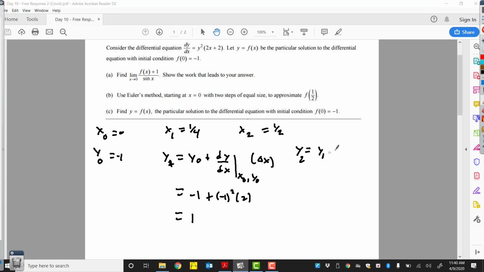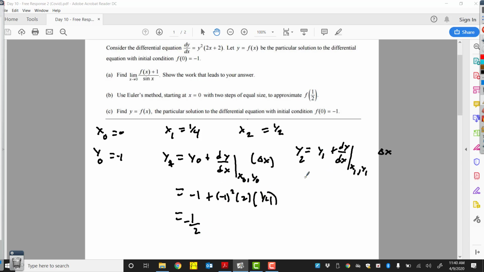So y2 will be y1 plus dy over dx at x1 comma y1 times delta x. Oh, that's the one thing I missed. I missed times delta x there. Look at me. Our change in x is 1/4. So that's going to actually change this a little bit. So it's 1/4 times 2, which is 1/2. Then plus negative 1, which gives us negative 1/2. My bad, guys. So, yeah.